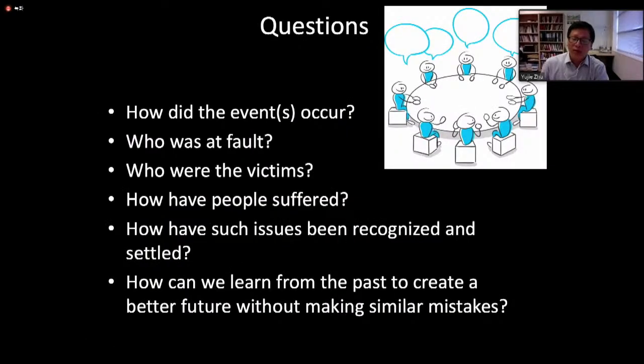As a form of co-production, scholars and family members should be invited to such heritage sites to discuss together what they mean for societies in the past, present, and future. Questions during this roundtable or workshop can include: how did these events actually happen? Who was at fault? Who were the victims? How have people suffered? How have such issues been recognized and settled? Or most importantly, how can we learn from the past to create a better future?